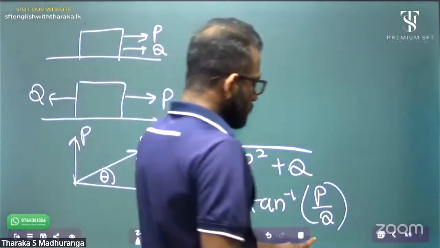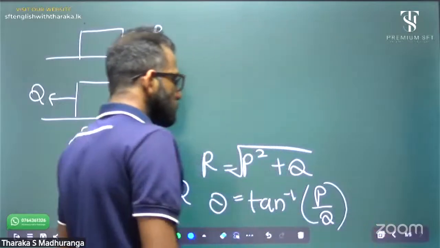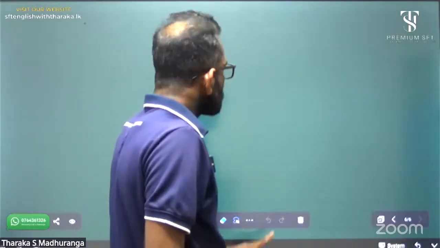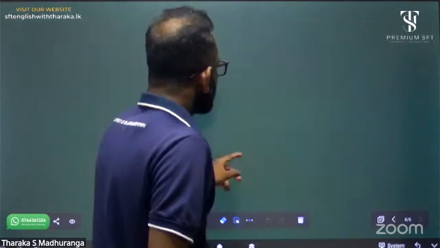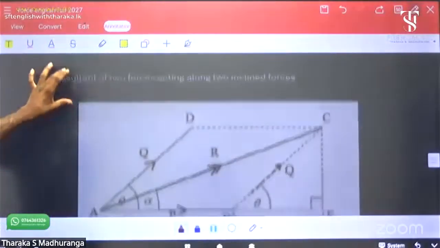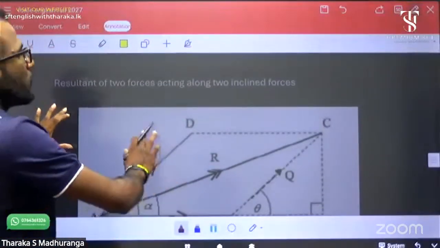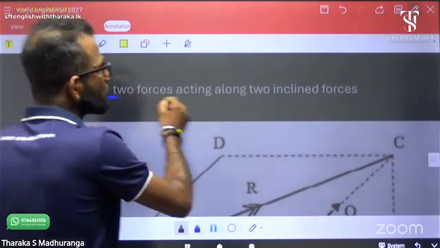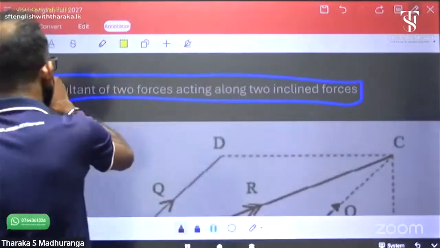Okay, now let's move on to our final one. The resultant force of two forces acting along two inclined directions.